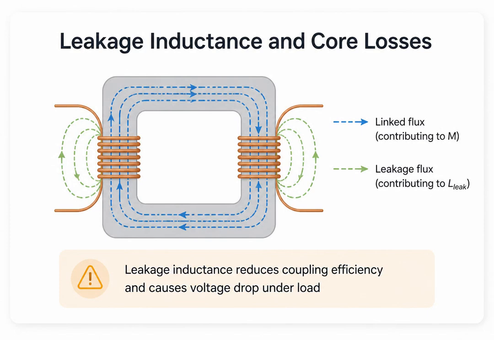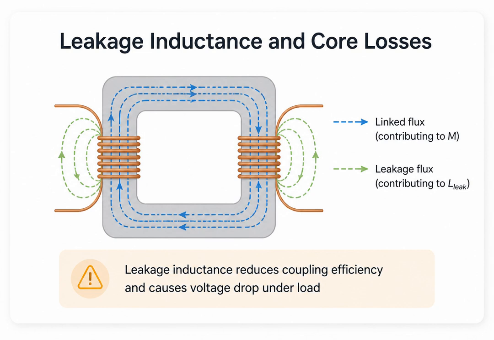In real transformers, not all magnetic flux from the primary coil links with the secondary coil. Some flux lines escape without linking the secondary. This is called leakage flux. The inductance associated with leakage flux is called leakage inductance. Leakage inductance reduces the effective coupling coefficient and causes voltage regulation problems. The secondary voltage drops more significantly when current is drawn.